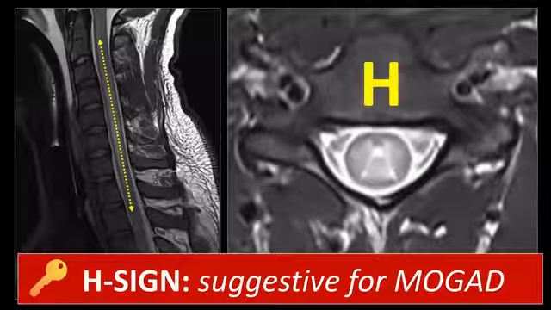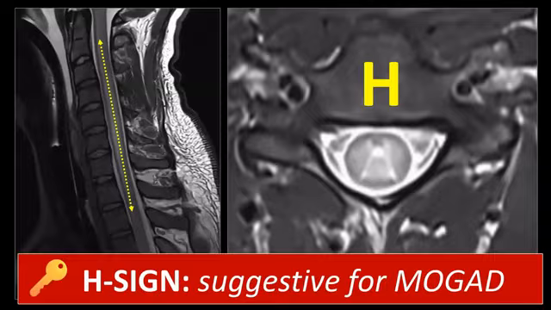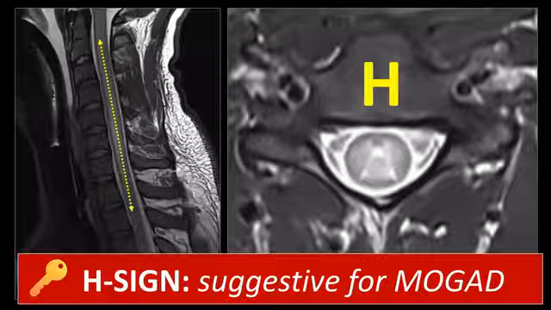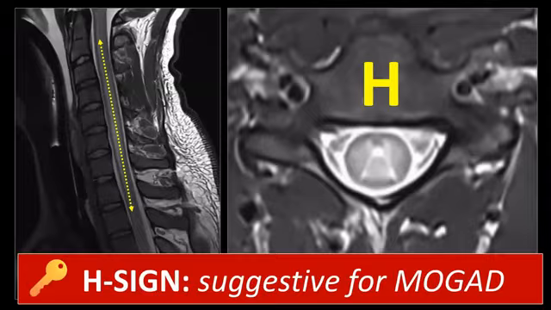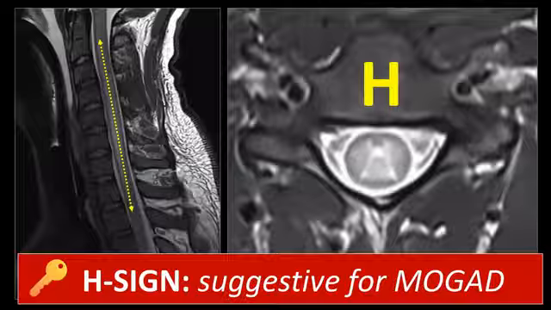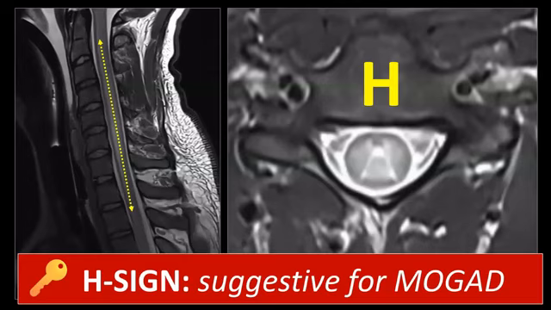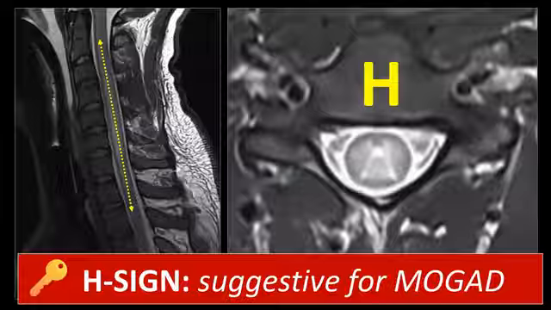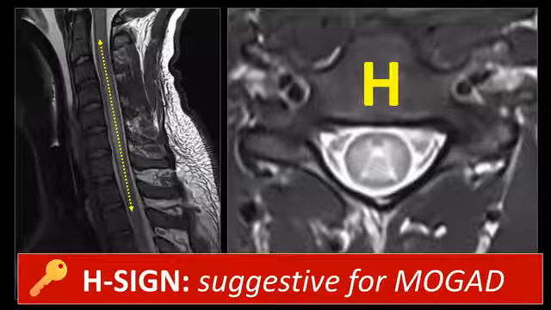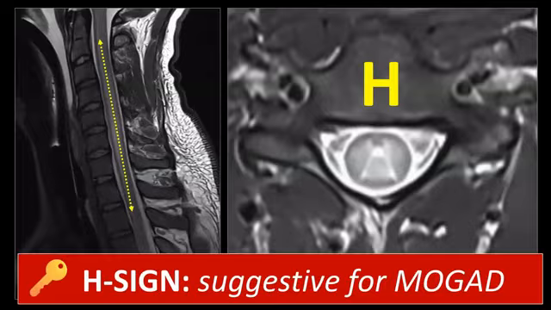MOGAD, as you know, is an antibody-mediated autoimmune inflammatory disorder of the white matter. These patients have antibodies against MOG, which is myelin oligodendrocyte, or well, let me think, myelin. Okay, I can't really remember it. It's myelin oligodendrocyte glycoprotein, I believe. Yeah, I think I'm correct. They have antibodies against that. It's a protein located in the myelin sheath, and it leads to demyelination.